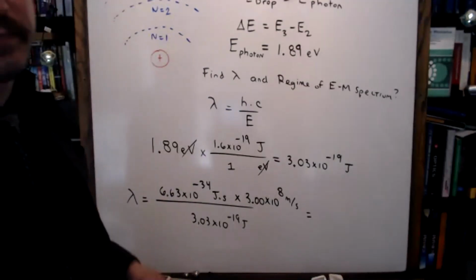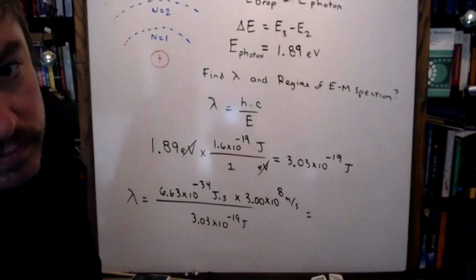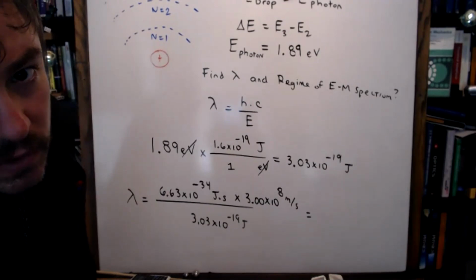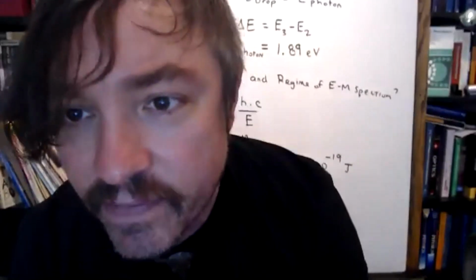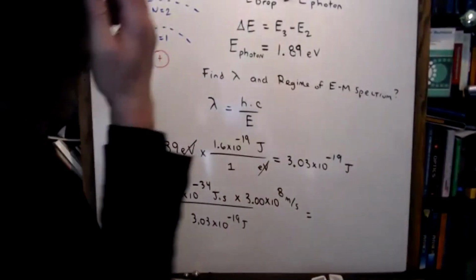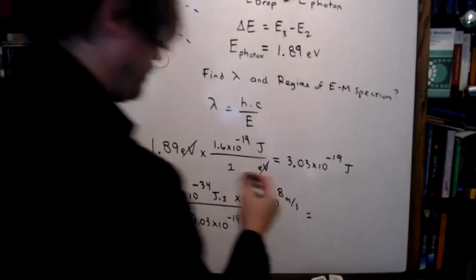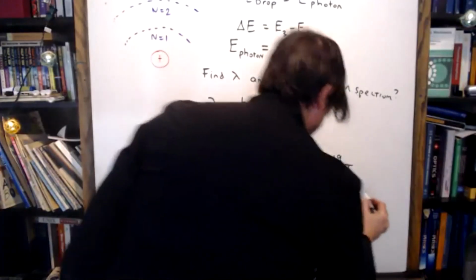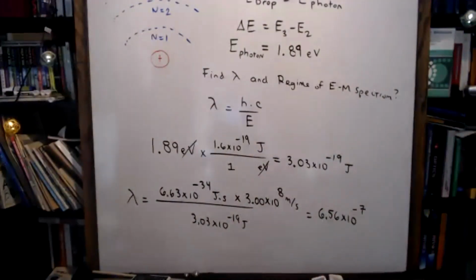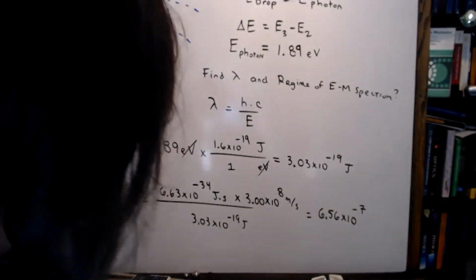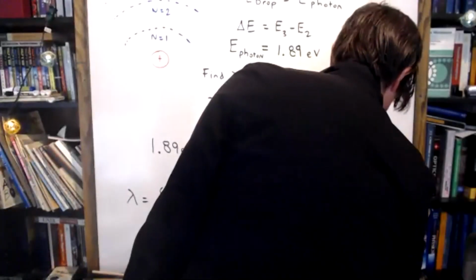What'd you get? Okay, I see your little calculators. Someone talked to me. You guys all have it. I trust you guys can get it now, but now you've got to tell me how to round it, three sig figs. 6.56 times 10 to the negative 7. What are my units? Meters. I heard someone say it, but softly, I think. Meters. Good.